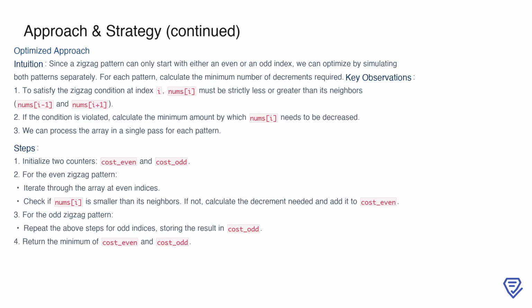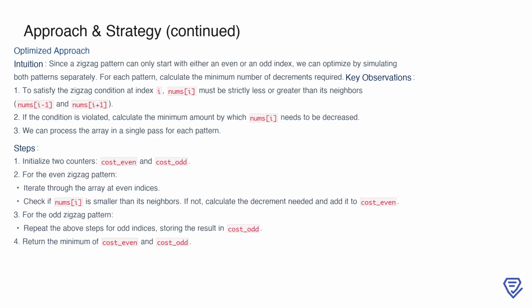Instead of the brute force method, we can employ an optimized approach that significantly reduces the time complexity. The key insight here is that the zigzag pattern can only start in two ways, either with even indices or with odd indices. By simulating both patterns separately, we can calculate the minimum number of decrements required for each. The main observations are straightforward. To satisfy the zigzag condition at any index, the current element must be strictly less or greater than its neighbors. If this condition is violated, we calculate the minimum adjustment needed. By processing the array in a single pass for each pattern, we can determine the total cost efficiently.